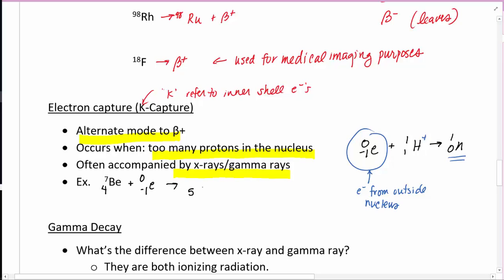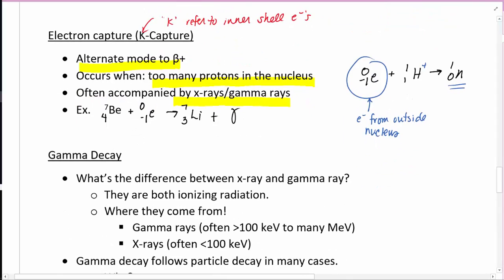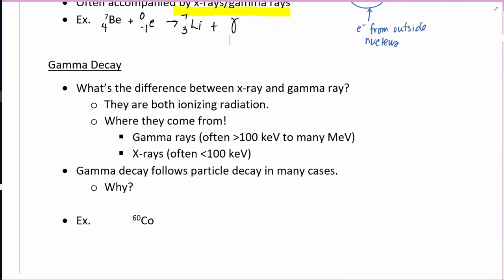And it will end up producing, if I could do the math correctly, 4 plus negative 1 is not 5, but it is 3. It could produce lithium-7, and then it'll typically give off a gamma ray or an X-ray. So that's just an alternate mode for that. All right, gamma ray. Moving on.